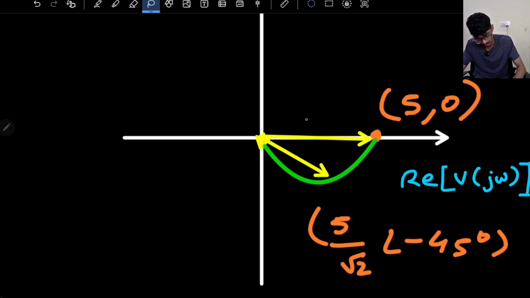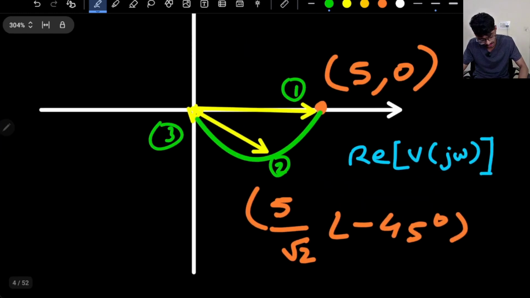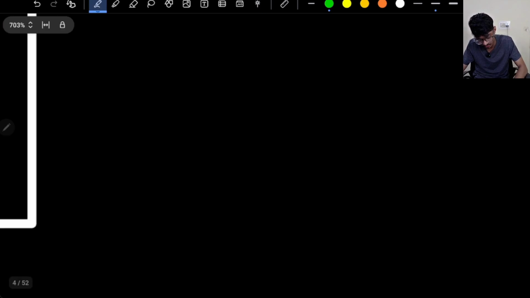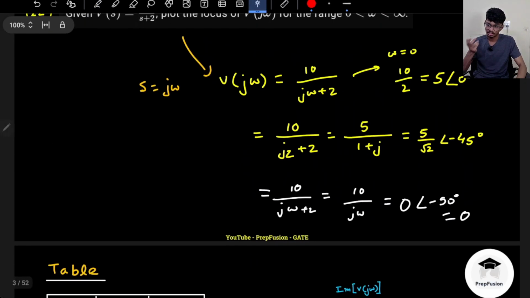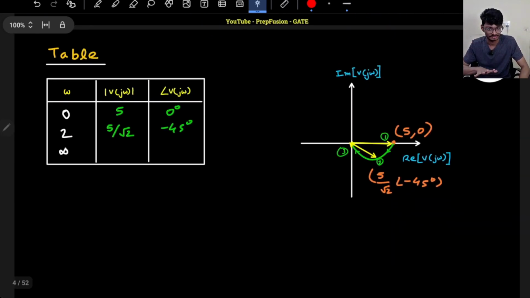So this was the second point. This was the first point, and this is the last point when omega is infinity. So basically I start from this first point, omega equal to 0, and go till omega goes to infinity. That is what they have asked, right? They have asked to vary my omega from 0 to infinity. So this is basically the locus diagram. That's it. And in this locus diagram, they might ask few questions. That's how simple it is.